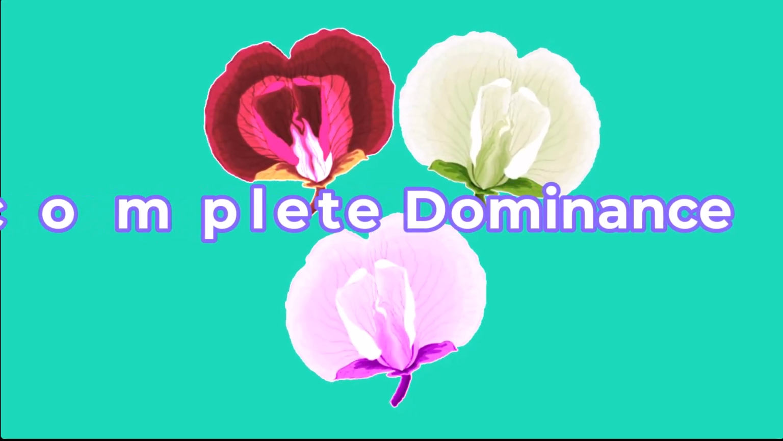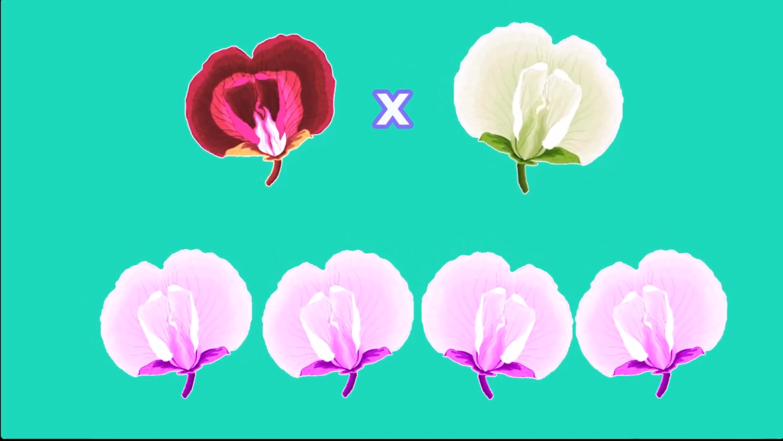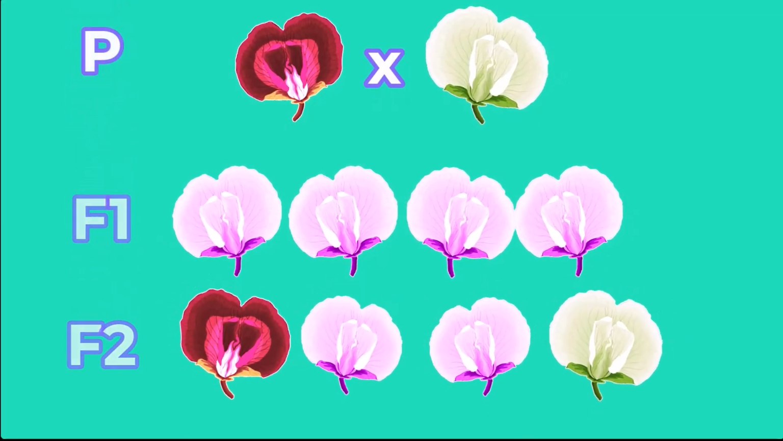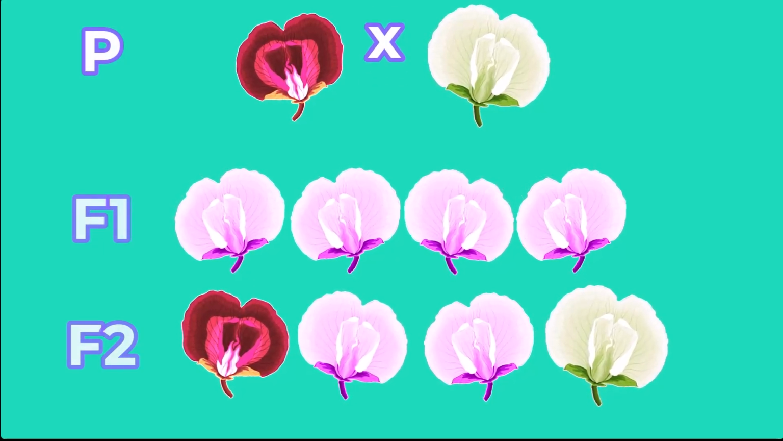For some characters, the appearance of the hybrids falls between the phenotypes of the two parents. This effect is called incomplete dominance. For example, when red snapdragons are crossed with white snapdragons, all the F1 hybrids will have pink flowers. In the F2 generation, the genotypic ratio and the phenotypic ratio are the same, 1:2:1.